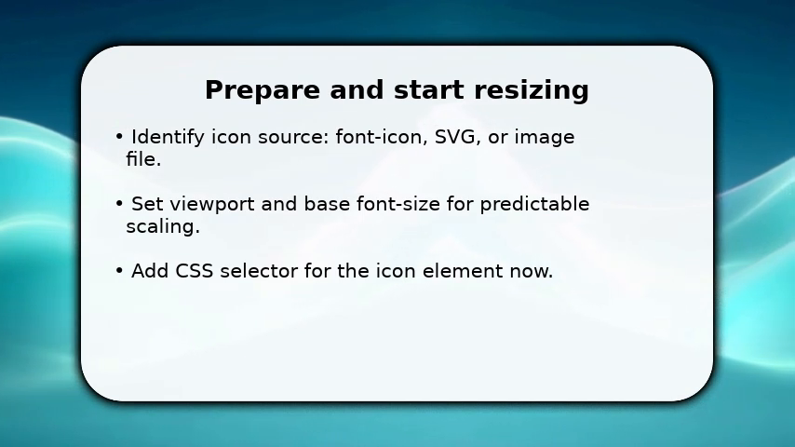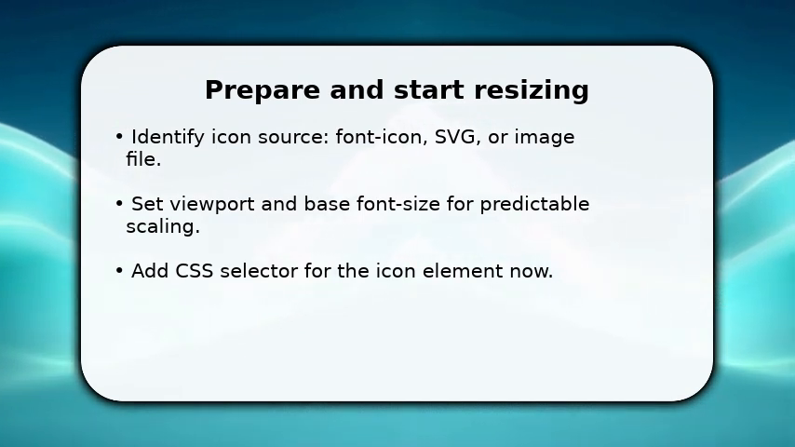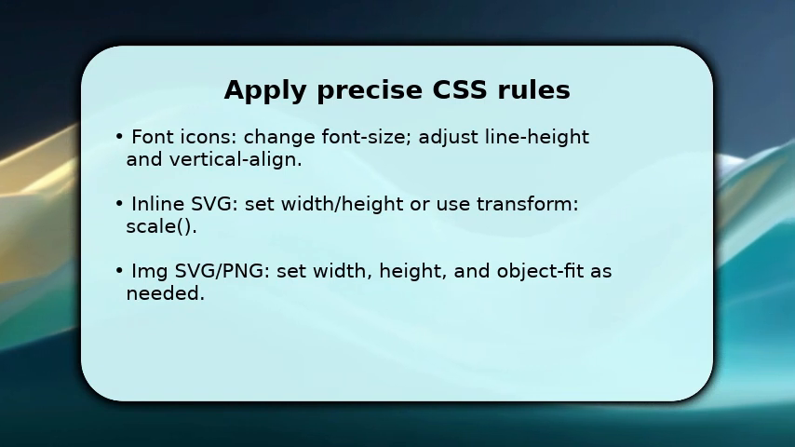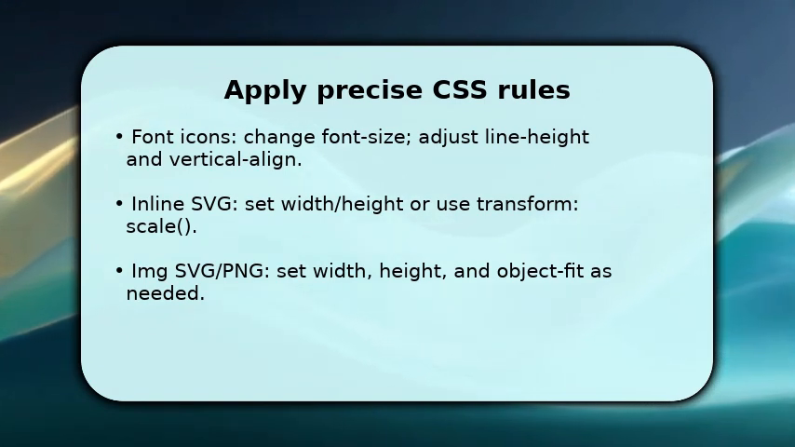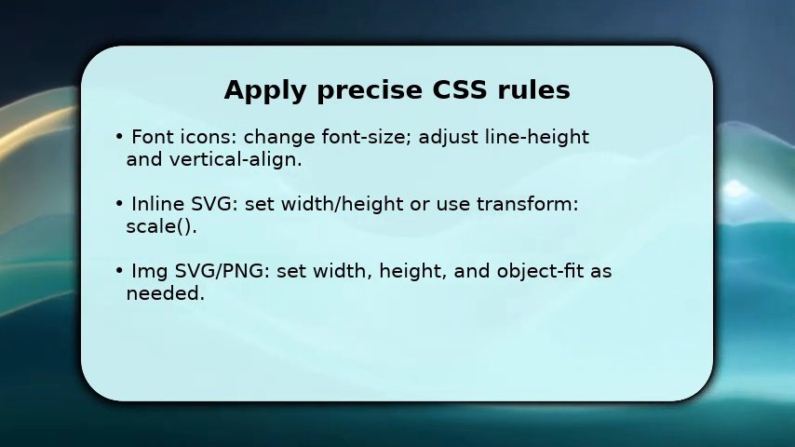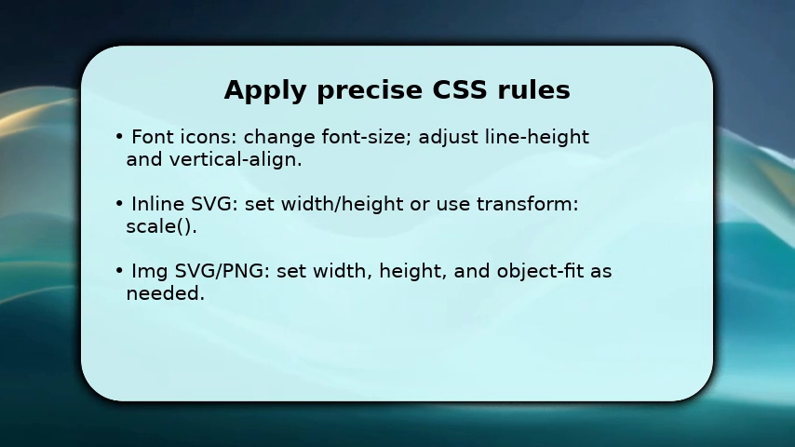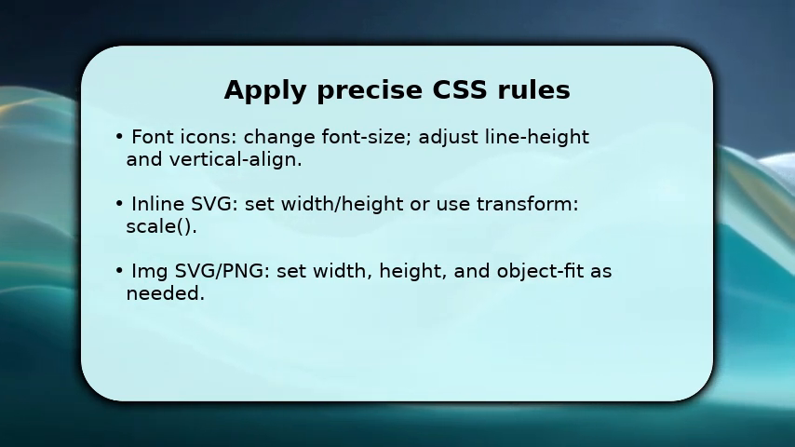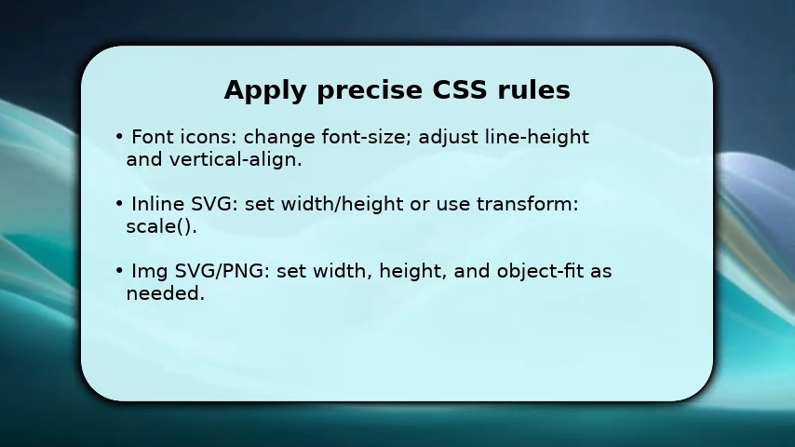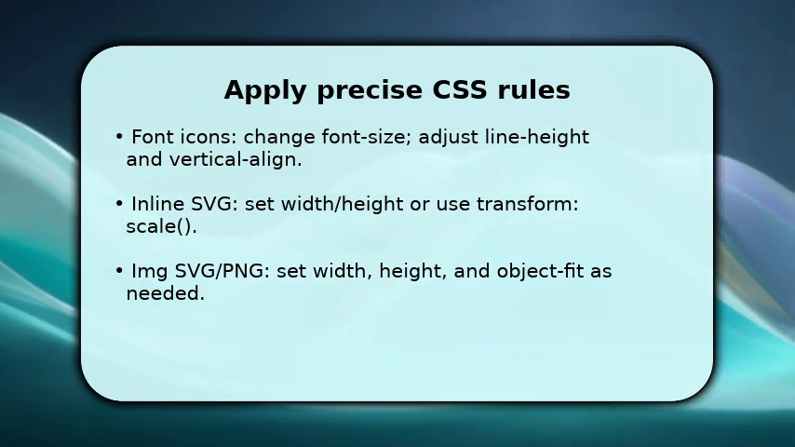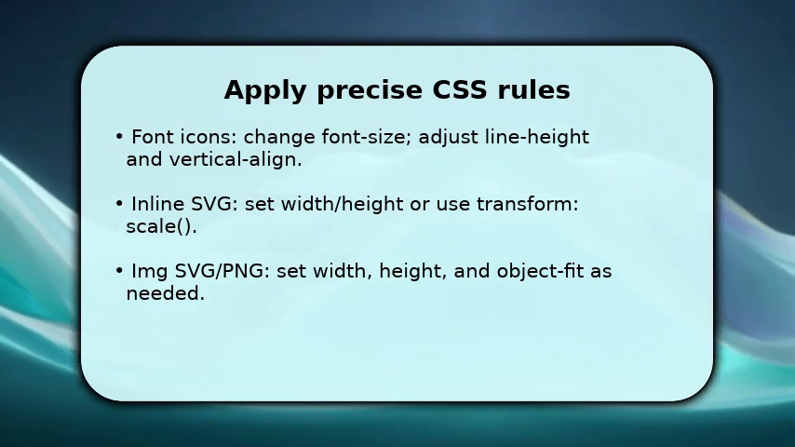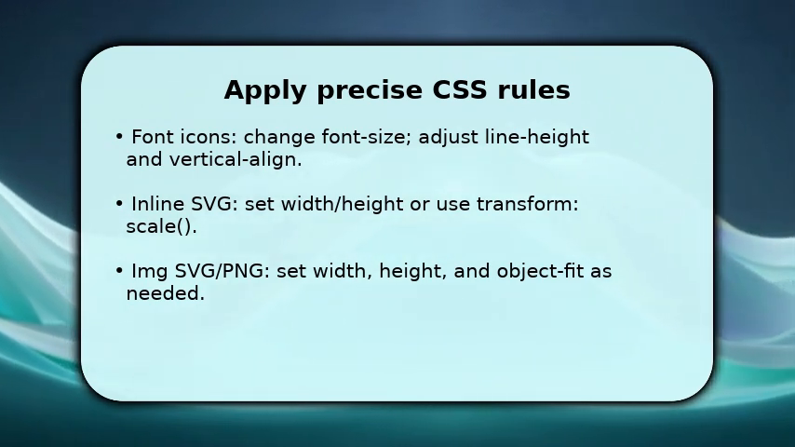Now apply the exact CSS rules that change visual size. For font icons, increase font size and tweak line height and vertical align to keep alignment. For inline SVG, use width and height attributes or transform scale for smoother transitions. If the icon is an IMG, set width and height in CSS and use object fit to preserve aspect ratio. Make sure to use rem or px where consistent sizing matters, and use max width to prevent overflow by making the size responsive.